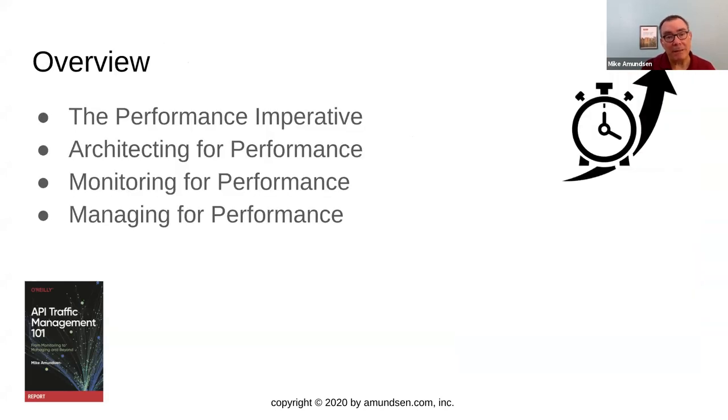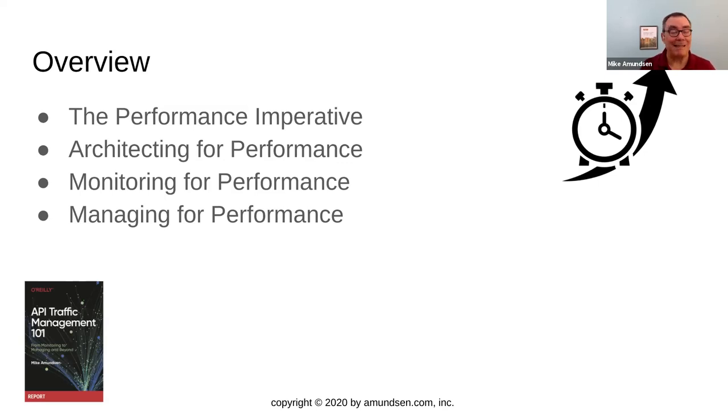So I thought I would talk about just a few key things. What is the performance imperative? What is it that's changing the way we're working on APIs today? And then talk about how we can meet that challenge, how we can change our architecture, focus on how we monitor when we want to focus on performance, and then how we can use architecture and management to monitoring to actually improve the management of our API program.